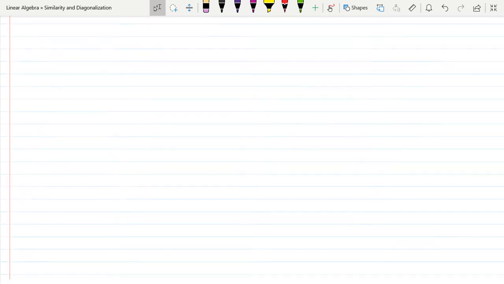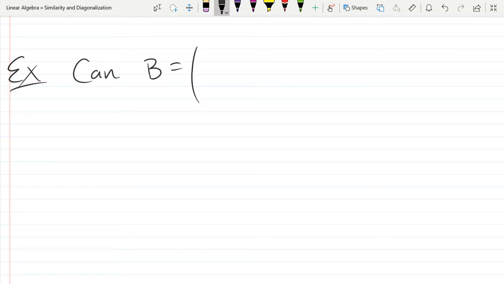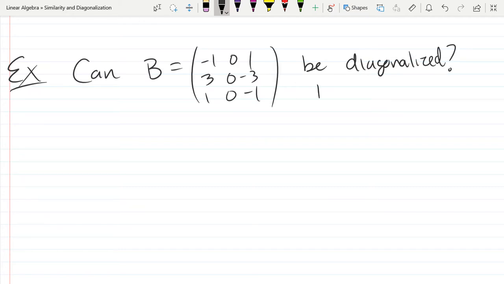All right, so we'll do another 3x3. We'll call this one B: -1, 0, 1, 3, 0, -3, 1, 0, -1. So can this matrix B be diagonalized? And if so, do it. I'm going to give you a hint: this one can be diagonalized. So you should get 3 eigenvectors that are independent. And you've got a problem if any of the eigenvectors is the 0 vector, because they're never going to be independent.